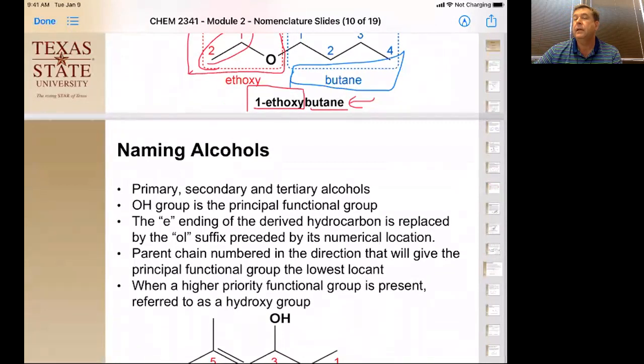Cis and Z are where they're both on the same side of the double bond. Z is if you have more than 2 substituents. Cis is when you have 2 substituents.